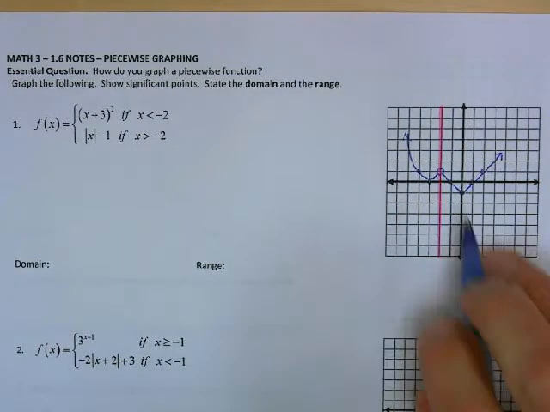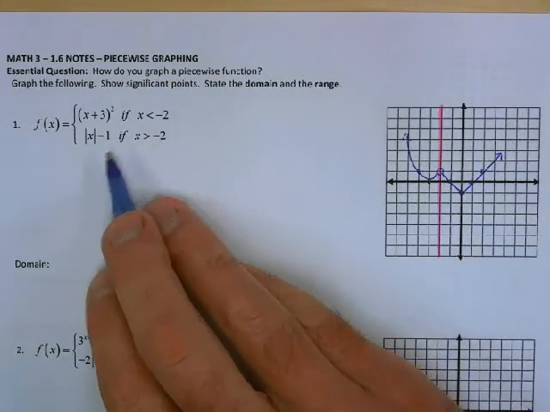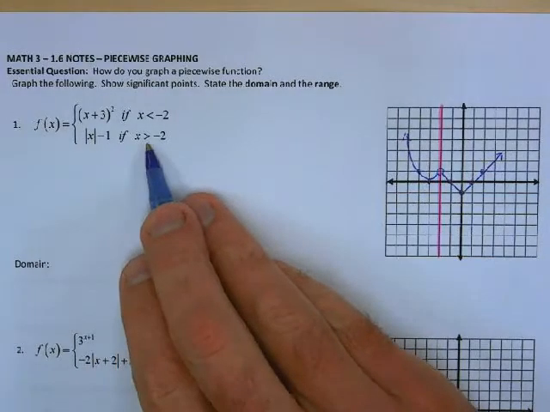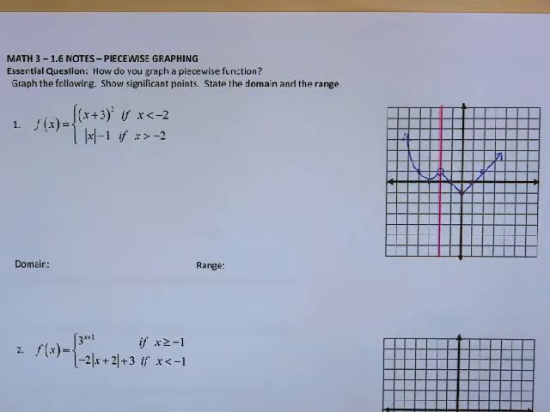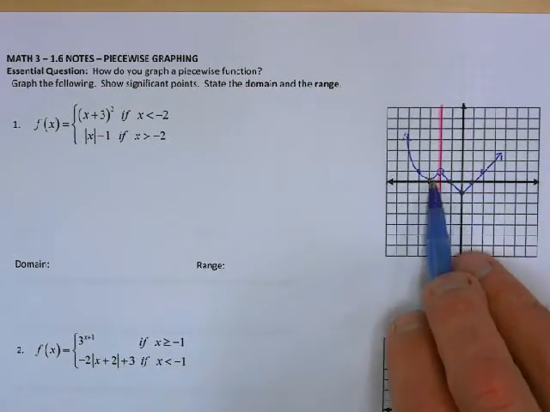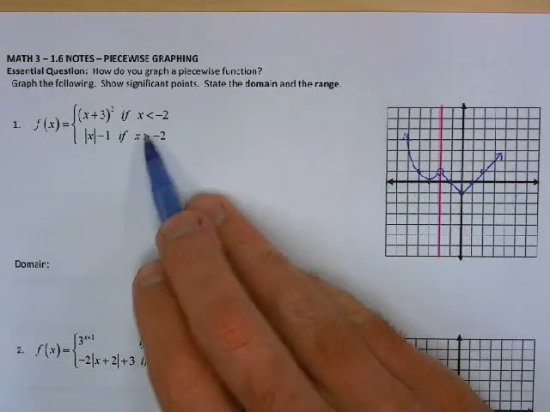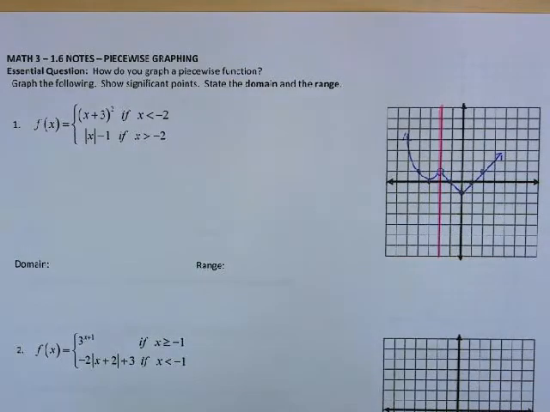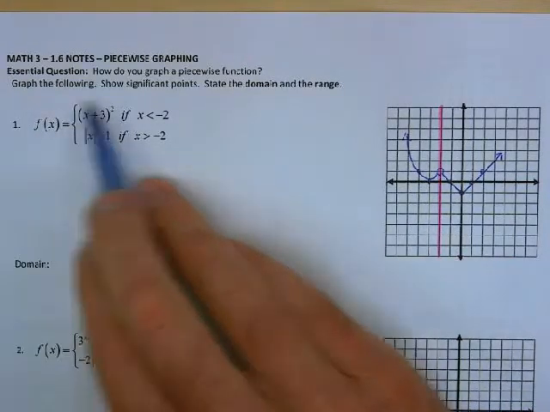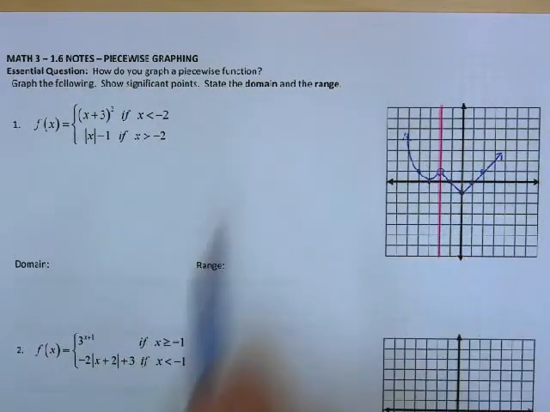And then last thing, do we need to fill in this point? Well, I only want this graph when x is greater than -2, not greater than or equal to. So even though both these graphs are going towards that one point, we're not including that point on our graph because neither one of these is "or equal to." Okay? All right, so then there's the graph, and then we just want to state the domain and range.